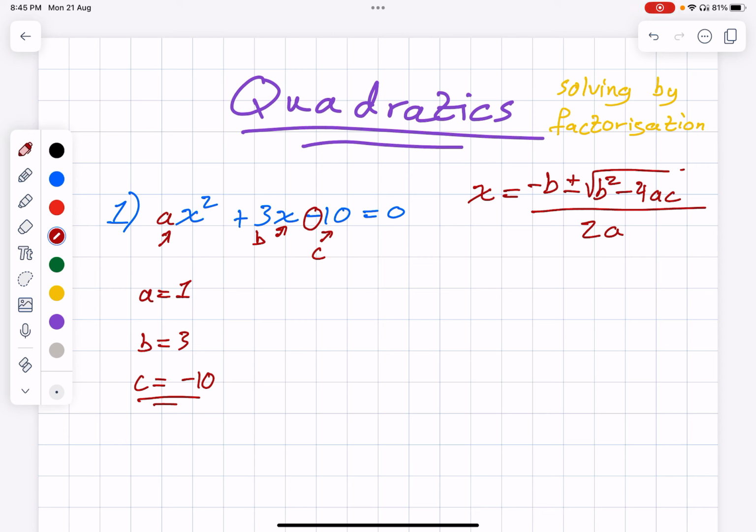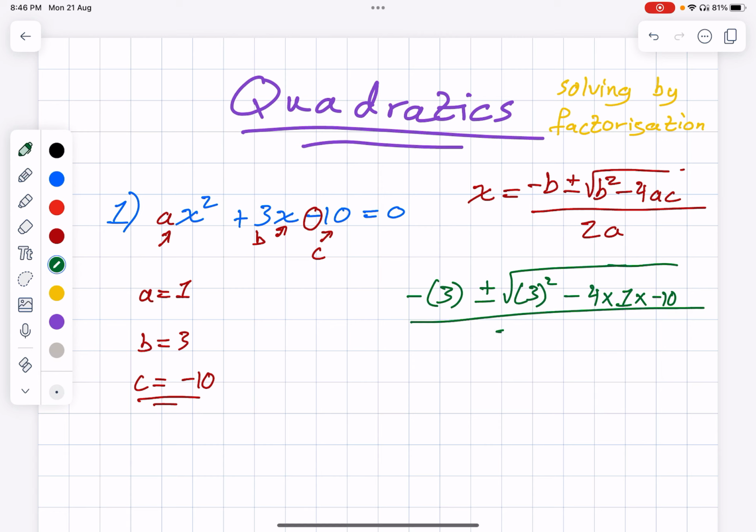So if you put it in the equation, it becomes: minus 3 plus or minus the square root of 3 squared minus 4 times 1 times c, which is negative 10, and it is all over 2 times a, which is 1. That, of course, is the equation that you use to find x. Now put these values in the calculator and find out the number.